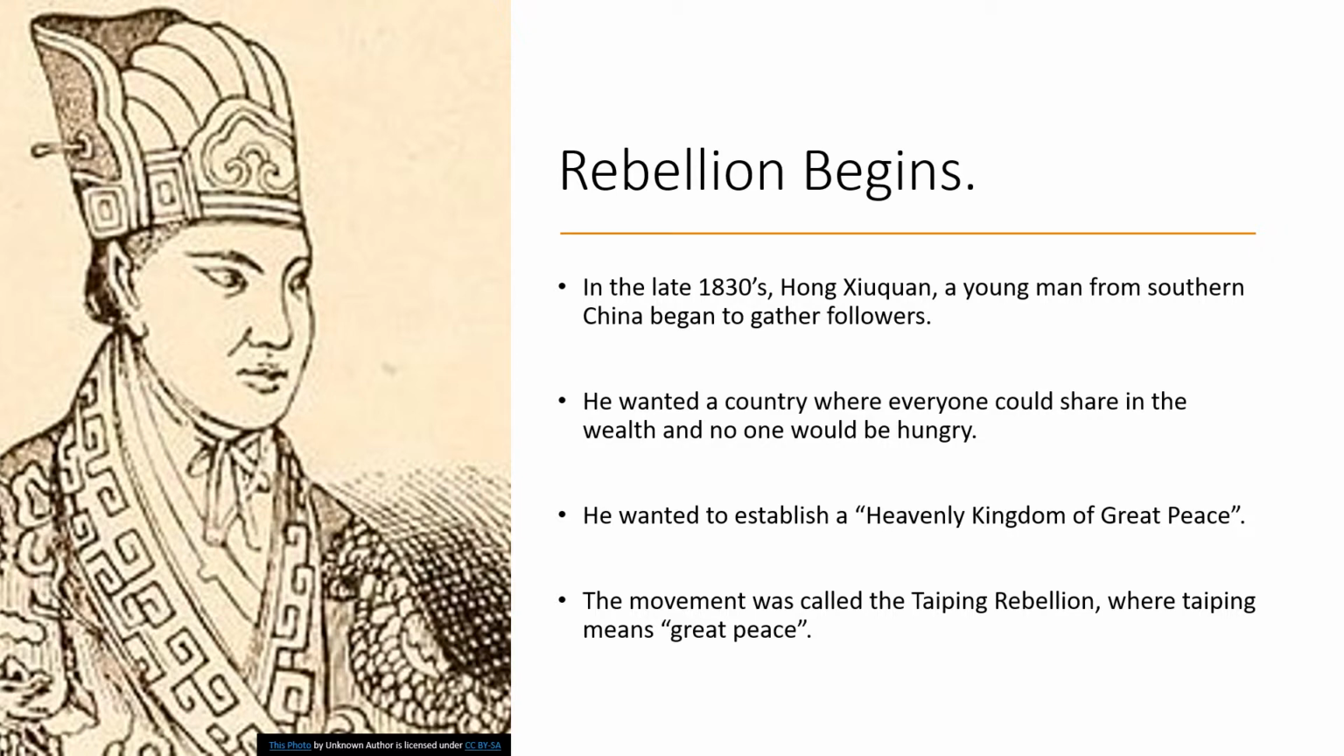In the late 1830s, Hong Xiuquan, a young man from southern China, began to gather some followers and some support. He wanted a country where everyone could share in the wealth and no one would be hungry. So he wanted to establish something known as a heavenly kingdom of great peace. The movement was called the Taiping Rebellion, where Taiping means great peace.